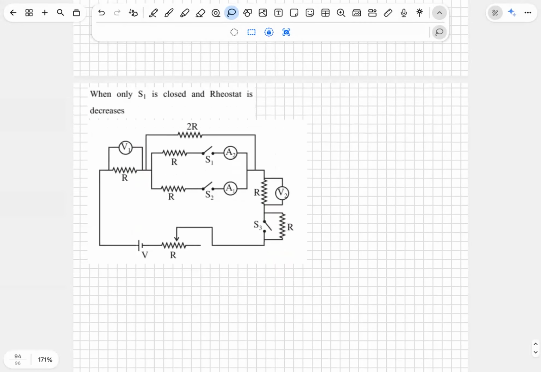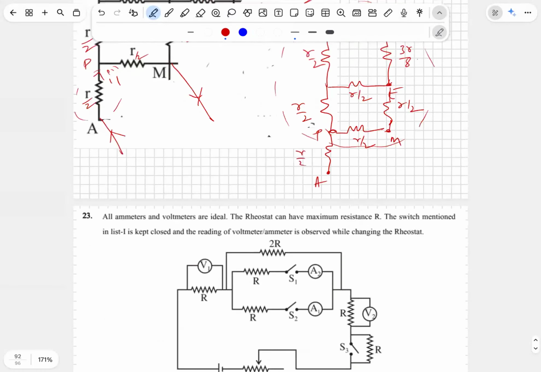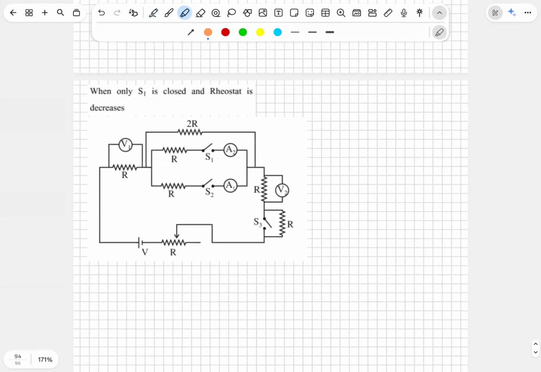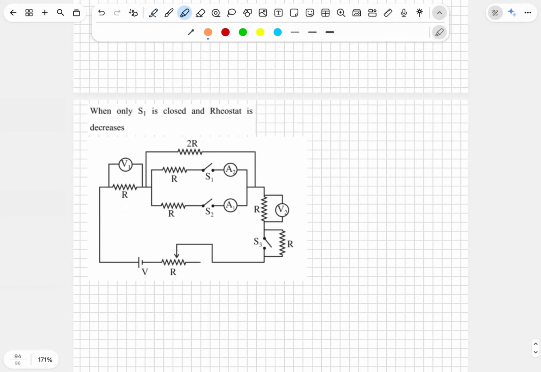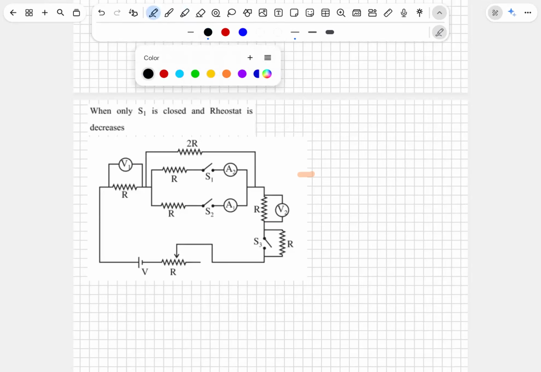When only S1 is closed and the rheostat is varied, what is your circuit? Are the instruments ideal? All ammeters and voltmeters are ideal. Right. So what I see, the circuit is like this. S1 is closed, is what you said.